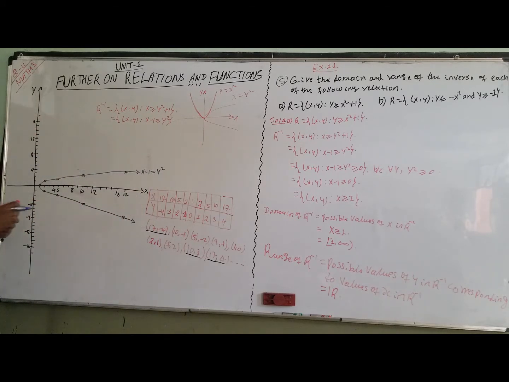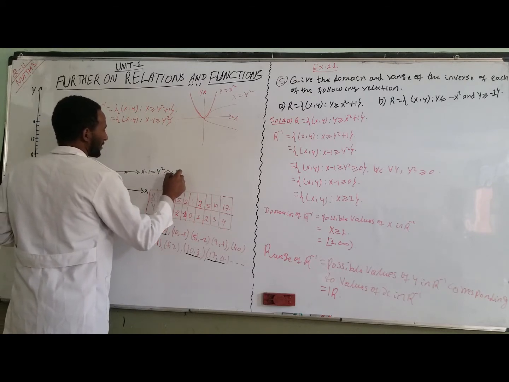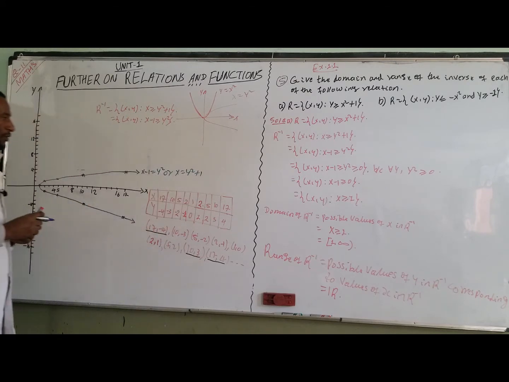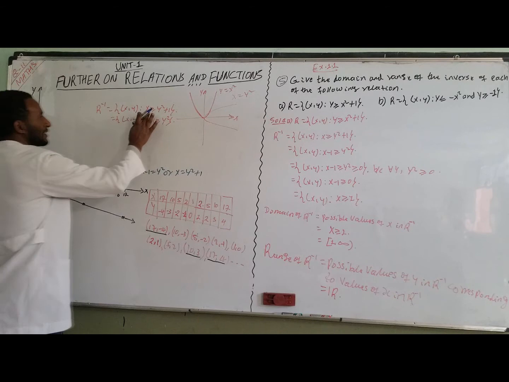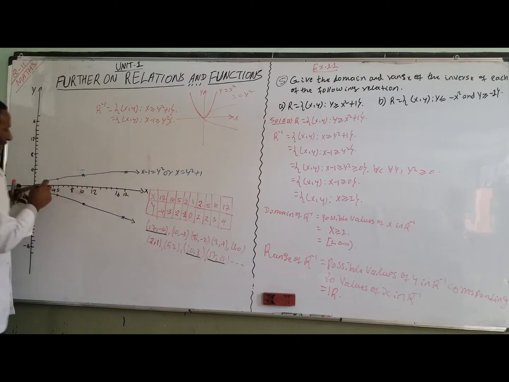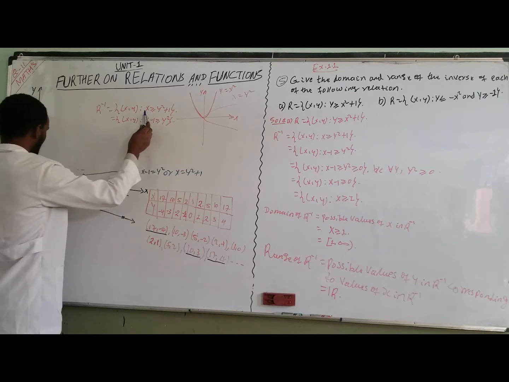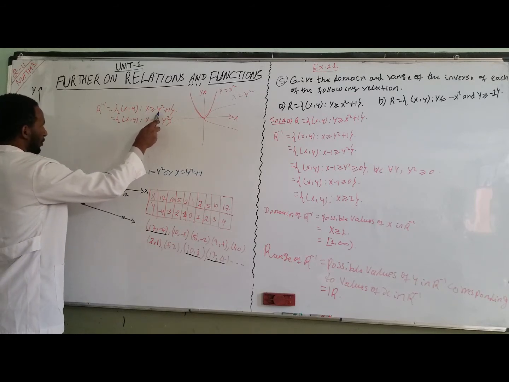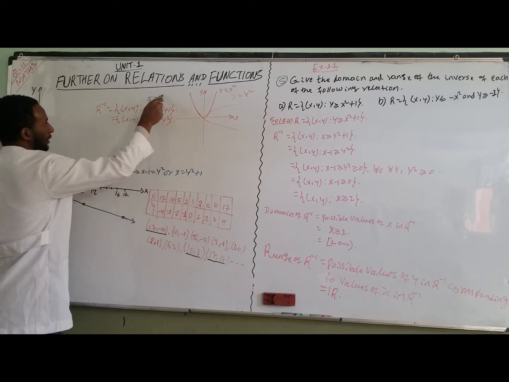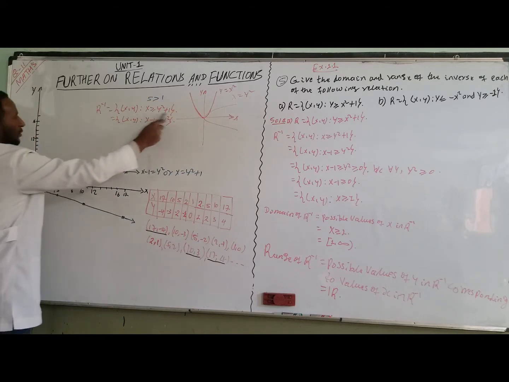x minus 1 is equal to y square, or x is equal to y square plus 1. Then the region of x greater than or equal to y square plus 1 is the inside of this parabola, because when we take any testing point here, for example 5, 0, and put 5 in the place of x and 0 in the place of y, 5 is greater than or equal to 0 plus 1, that is 5 is greater than or equal to 1. That makes this inequality true.